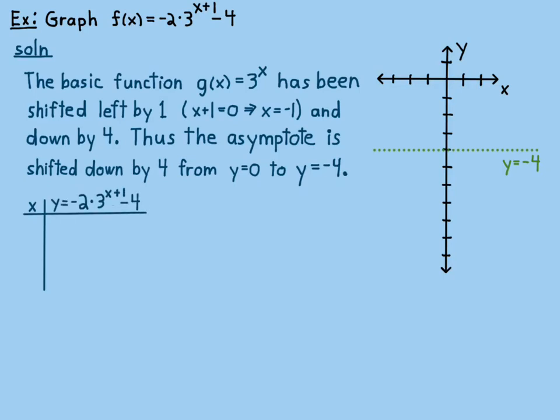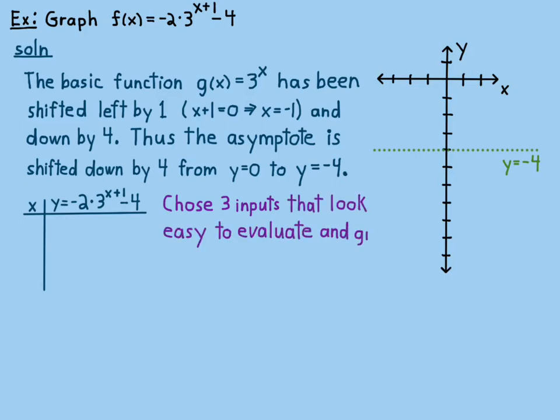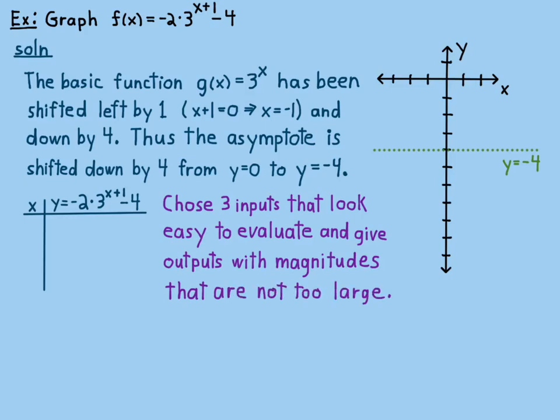So I just wrote out what the equation was right there so I didn't have to keep looking at the top of the page, because that makes me prone to make mistakes. Just double check it when you write it down. So choose 3 inputs that look easy to evaluate and give numbers, outputs that are not too big. Right, because then I'd have to draw a bigger graph. And I don't want to.